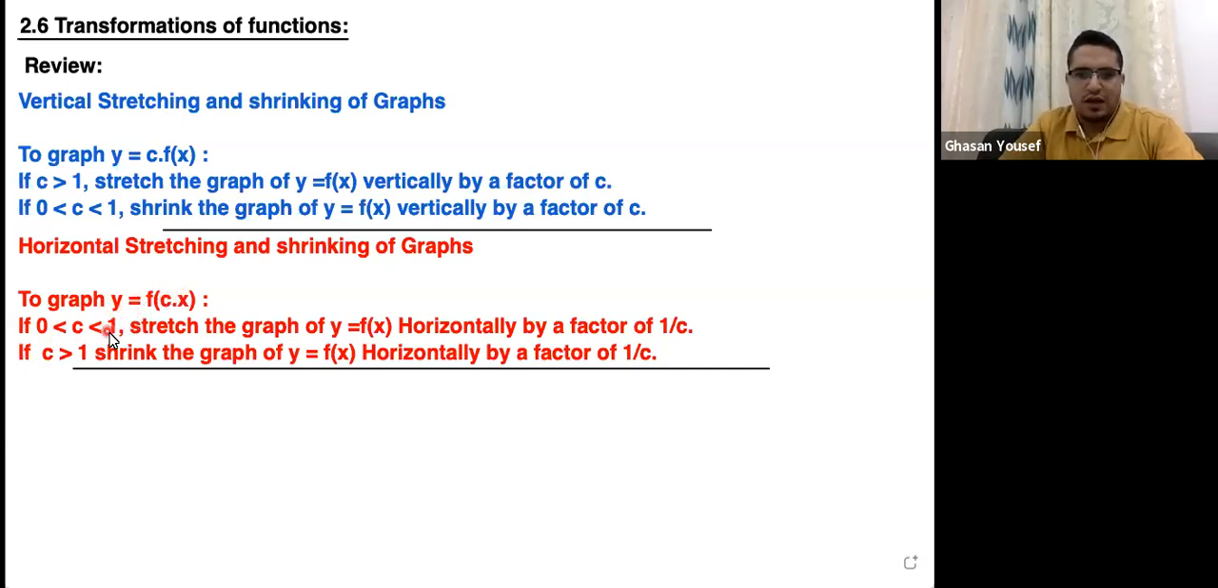If this c is between 0 and 1, we're going to do stretching of the original function y equal f of x horizontally. But if this c is greater than 1, we're going to do shrinking to the function y equal f of x horizontally. Okay, and also I gave some examples last time for these two things, the blue one and the red one.